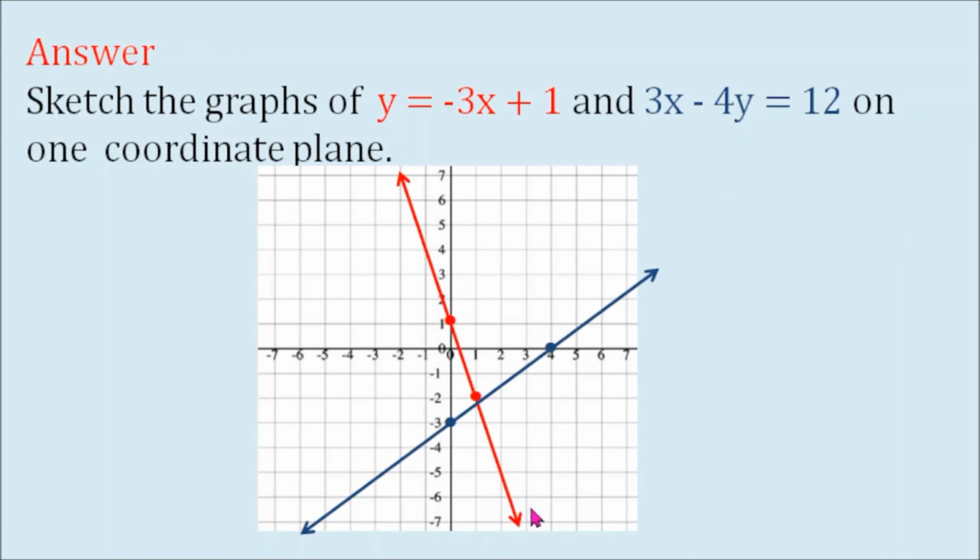This is the graph of y equals negative 3x plus 1, and this is the graph of 3x minus 4y equals 12. Did you get the 2 graphs right?